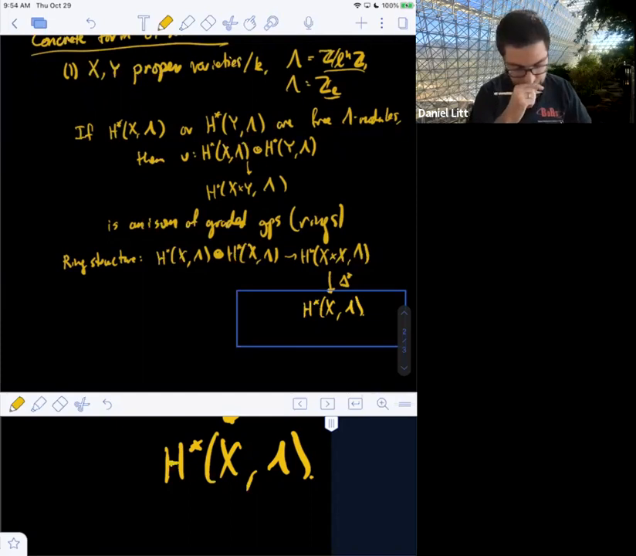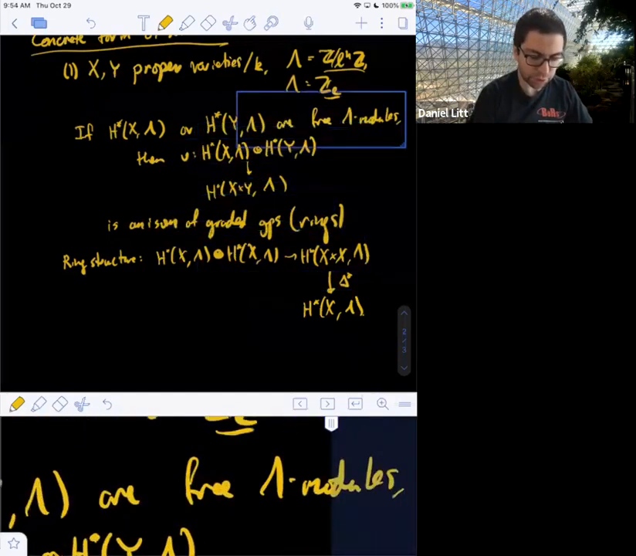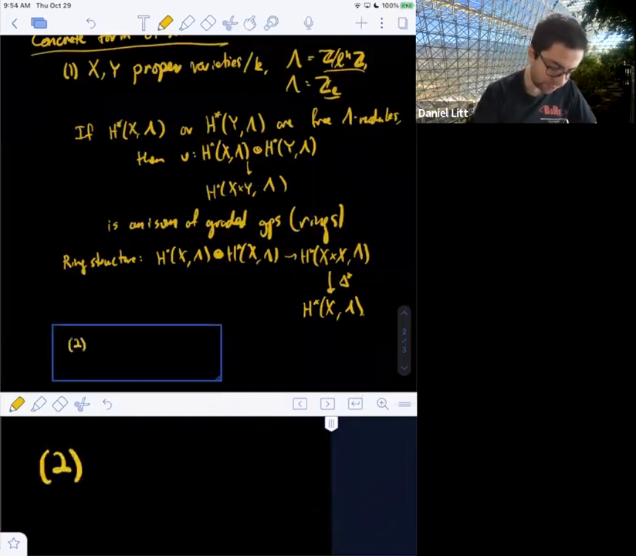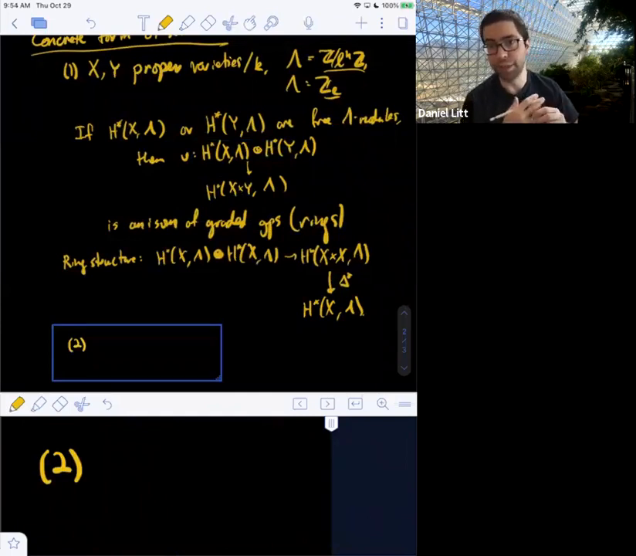Great. So this says that we have an isomorphism of graded rings under this weird condition that we have free lambda modules. Let me make that the cohomology is free. The reason we need that is that last time we gave the fancy formulation of Künneth, and if it had some Tor terms.